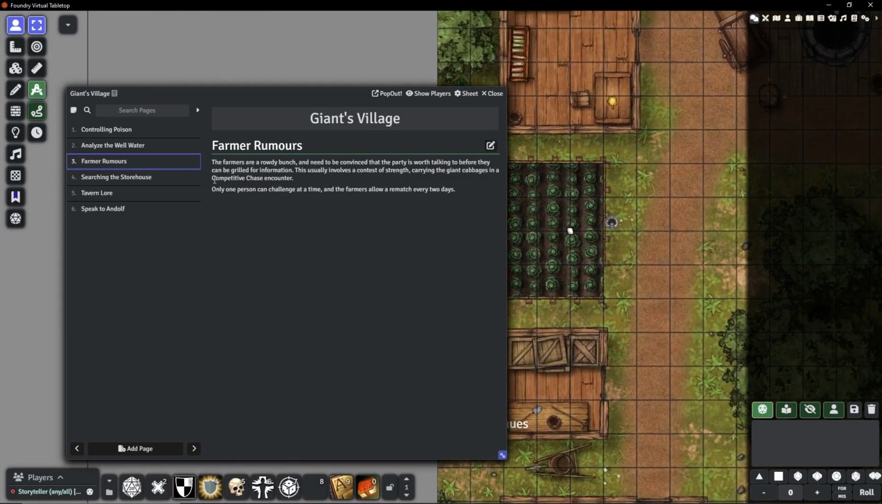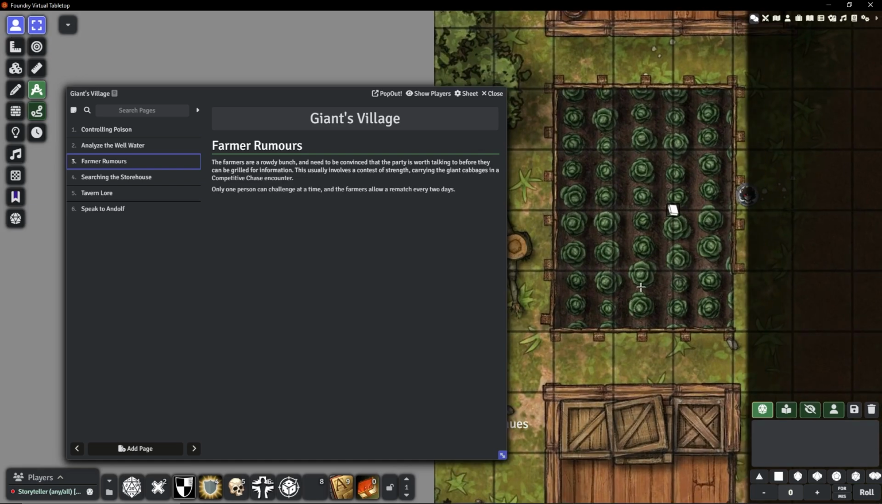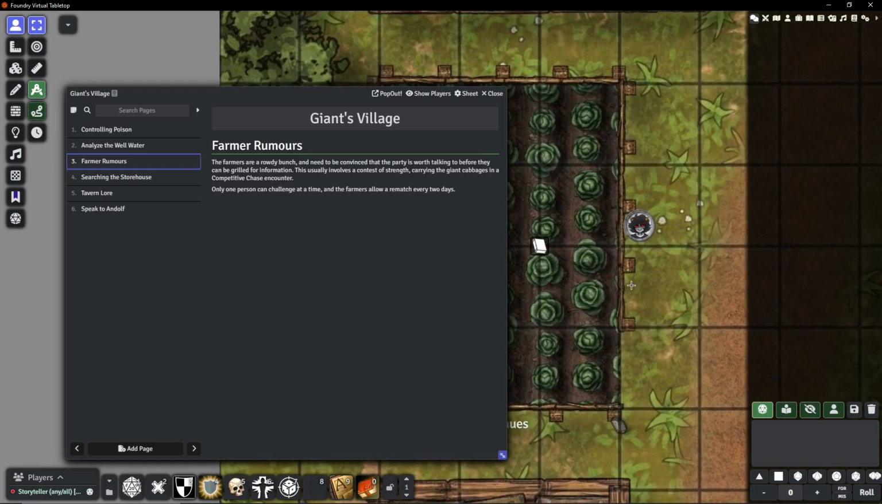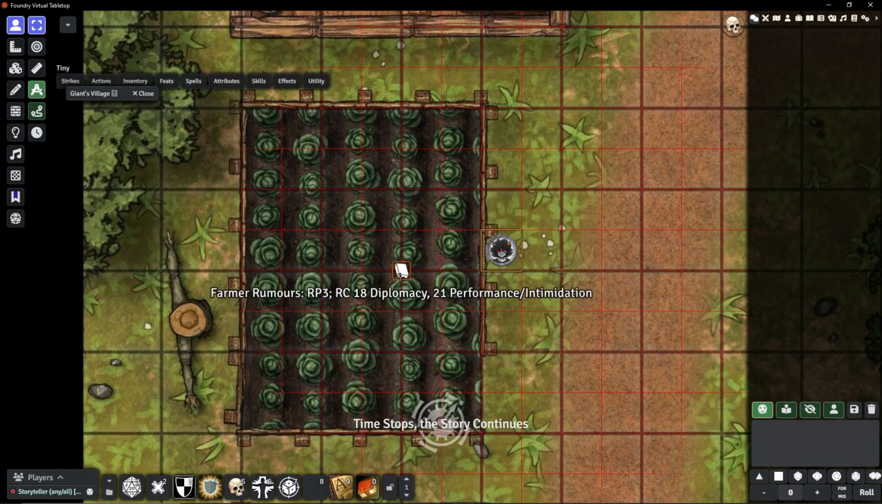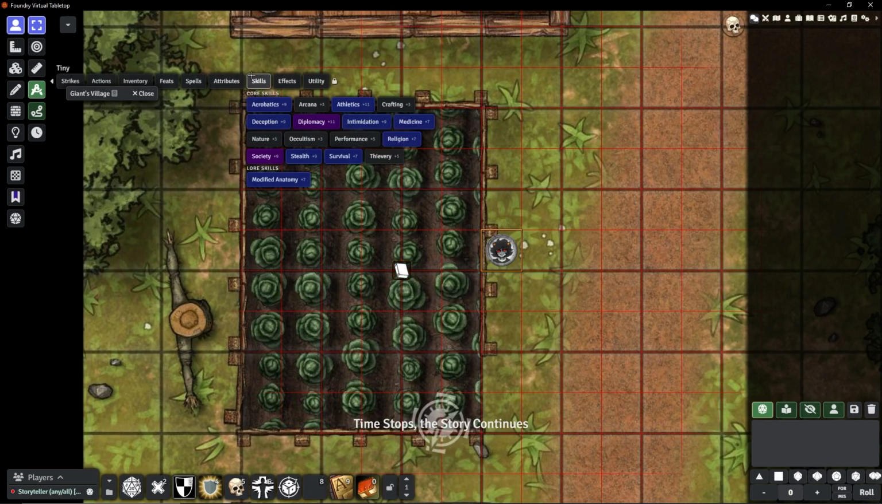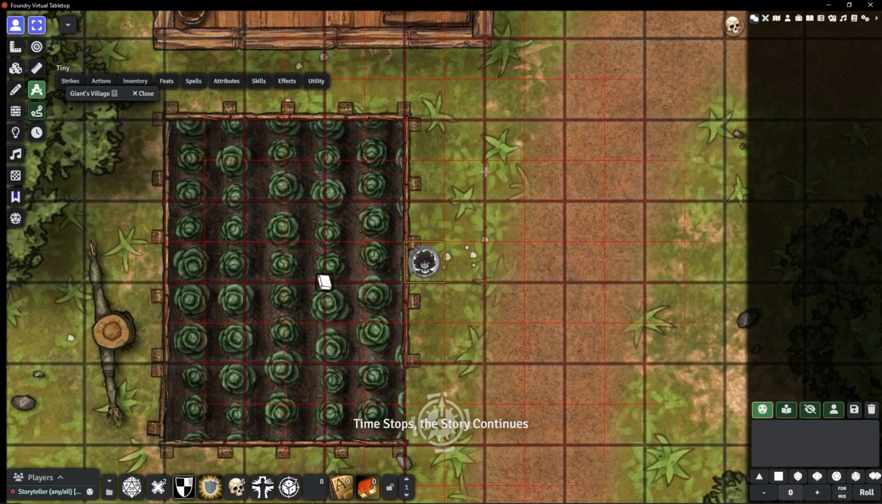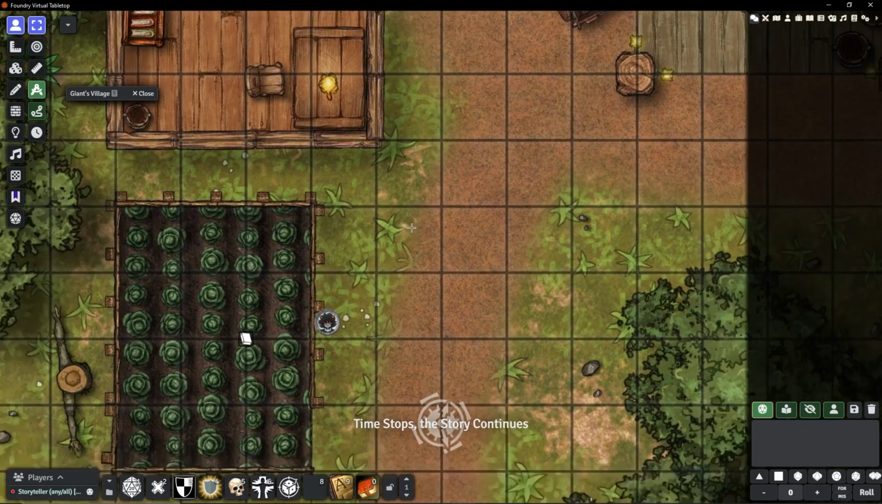This would be its own chase encounter, a competitive chase encounter where the giant and Tiny would each be rolling individually, and whoever completed the course first would succeed. In this case, we're going to say that Tiny challenges this farmer, beats him in a race, and is now able to start gaining information. He'll be utilizing his diplomacy to try to talk to them and find out what they knew.